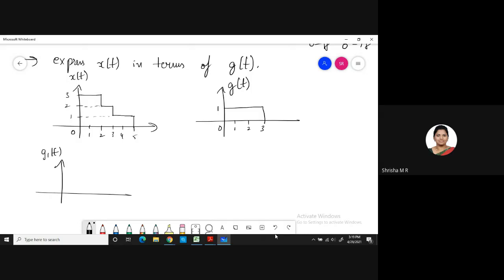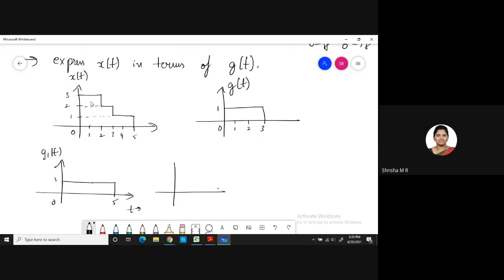So g1 of t is a signal which exists from 0 to 5 with an amplitude 1. Okay, this is the first slice. I'm cutting this horizontally. This is one part, this is one part and this is one part.